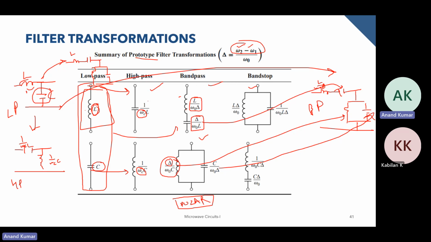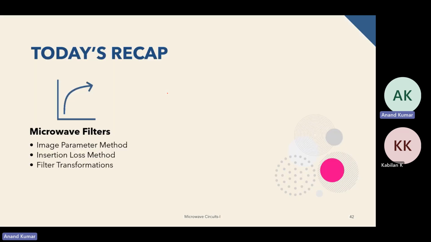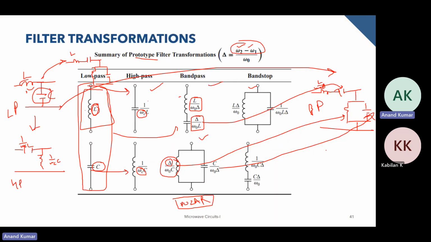So this was the last class. We have completed all the material, and this is all that we intended to cover. We covered the image parameter method, insertion loss method, and the filter transforms. Upon solving the examples, this will become clear.